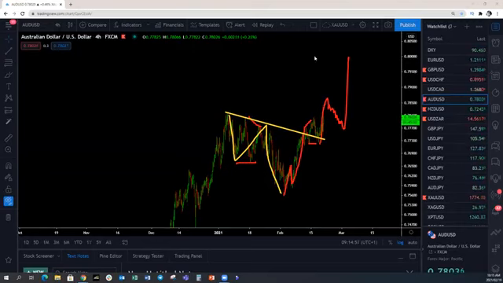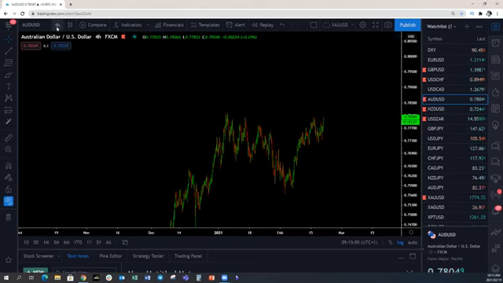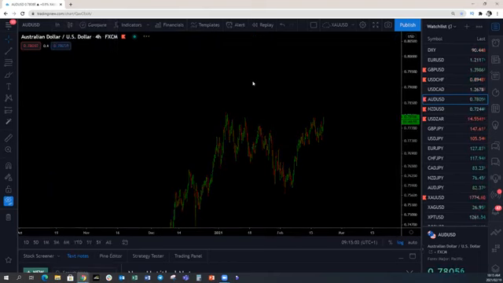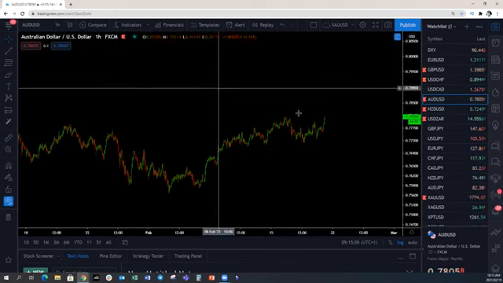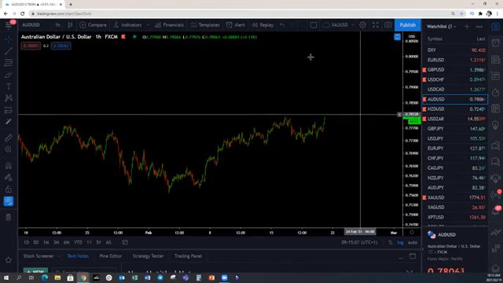But if we get an entry here in any time frame, whether it's the 4 hour or the 1 hour, we can look to get involved on AUD/USD. So that's what we're going to be looking at on AUD/USD.